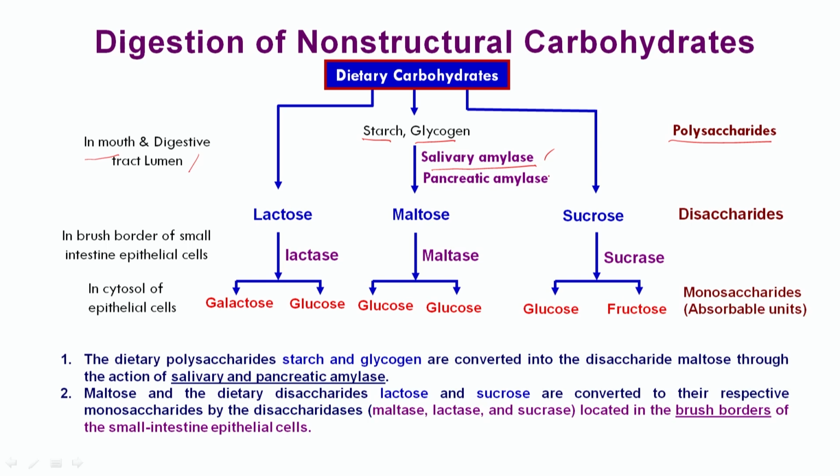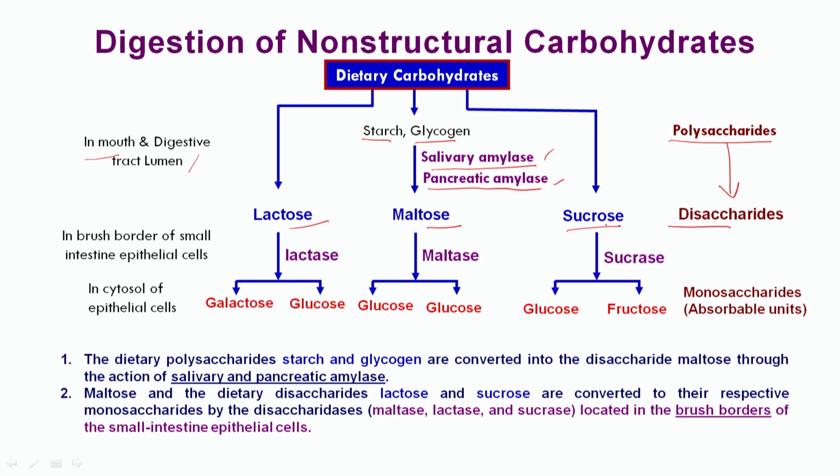And later on, once it enters the lumen, pancreatic amylase will act on that and digest it, converting these polysaccharides into disaccharides. So these polysaccharides will be converted into disaccharides with the help of salivary amylase and pancreatic amylase. Starch and glycogen will be converted into lactose, maltose and sucrose.